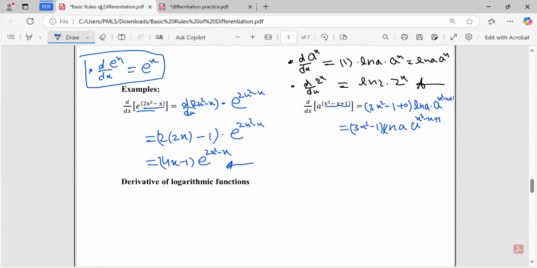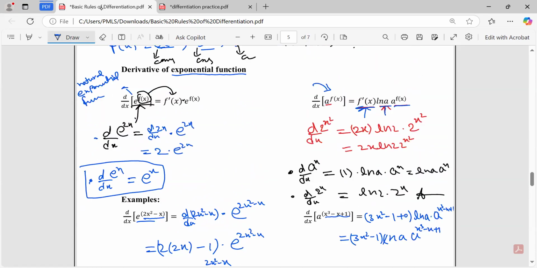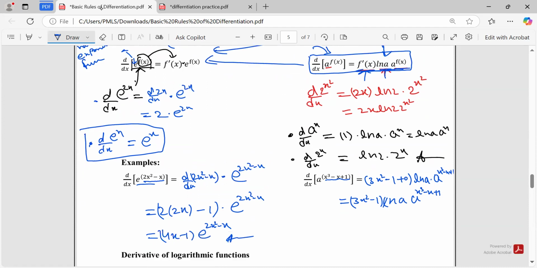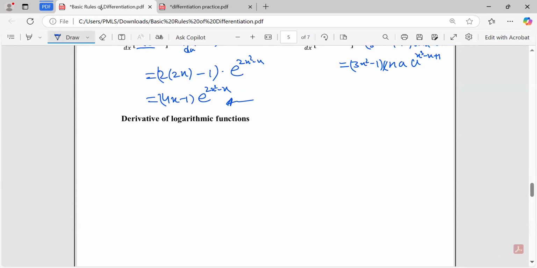We have two types of exponential function: one in which the base is Euler's constant e, and the other is the general case. Actually this is a general rule, and if a equals e, we will get the earlier formula. You can check it because we know that ln of e is equal to 1. So ln of e becomes 1, and we get that formula. So you need to keep two formulas in mind for finding the derivative of an exponential function.